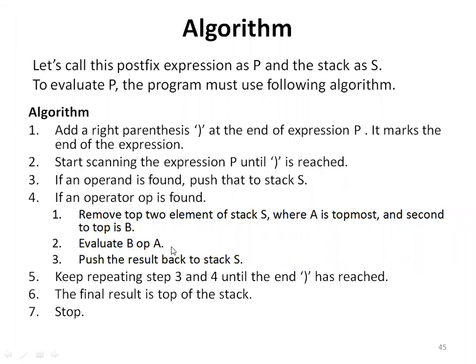B OP A. So B is the second topmost operand in the stack, A is the first topmost operand in the stack, and OP is the operator that you scanned from the postfix expression. After doing this you will get the result, B OP A, and then you have to push the result back onto the stack. Then you have to repeat step 3 and step 4 until you reach the end of the expression, that is, you find this right parenthesis. Step 3 and step 4 need to be repeated till you scan this right parenthesis.